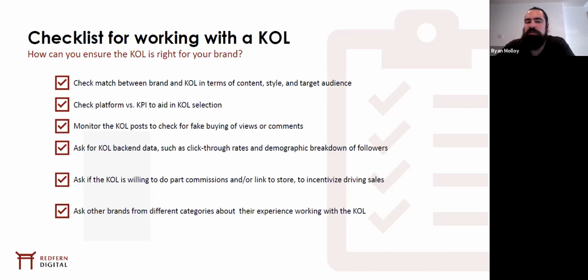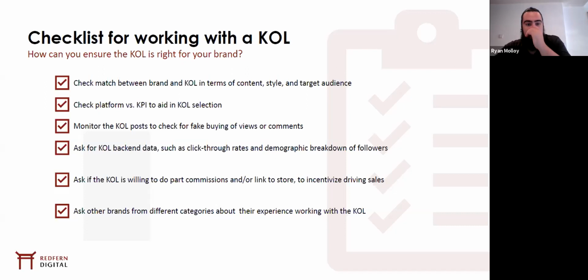So checking the match between the brands and the KOL in terms of the content, the style, and the target audience, that's also very important. There needs to be that match. You can ask also for the demographic data for KOLs. They will provide it. It's a little bit stubborn at times, but they do have this data on their back end. So that's one thing you can check to make sure: is the location correct? Is it the correct gender? Is it the correct age for what my target is?